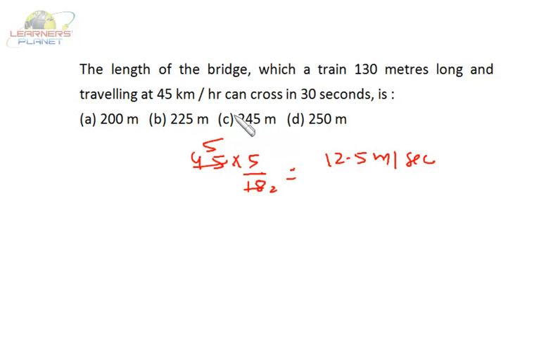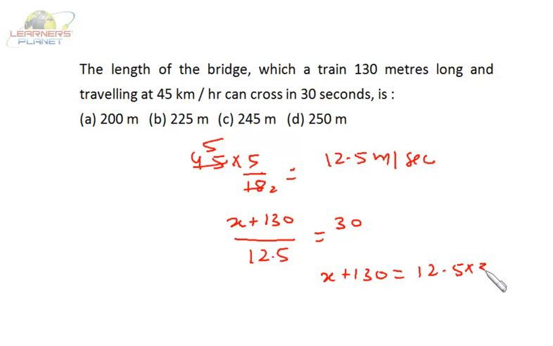Okay, now the total length which we have to consider is the length of the train as well as the length of the bridge. We can say the length of the bridge is x meters. That means the total length is x plus 130. Okay, now this is the total length which has to be covered, and this is the speed, that is 12.5 meters per second. So distance by speed is time. Okay, so x plus 130 is 12.5 into 30. So it's 375. So x is equal to 375 minus 130. That is 245 meters. As simple as that.